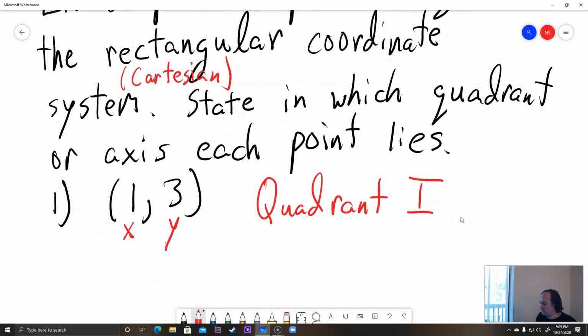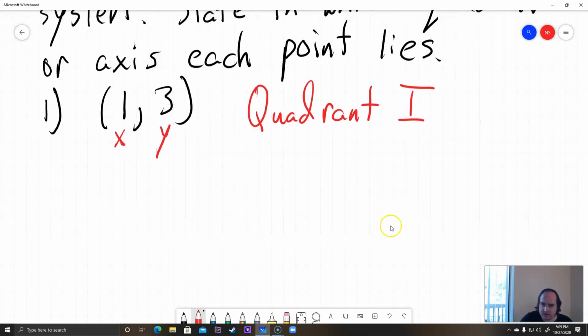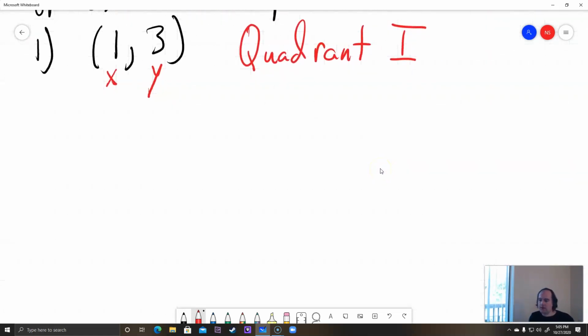Alright, so let's graph a few more points. Most people don't find this that challenging once they get used to it. It's mostly just getting oriented that's the hard part.